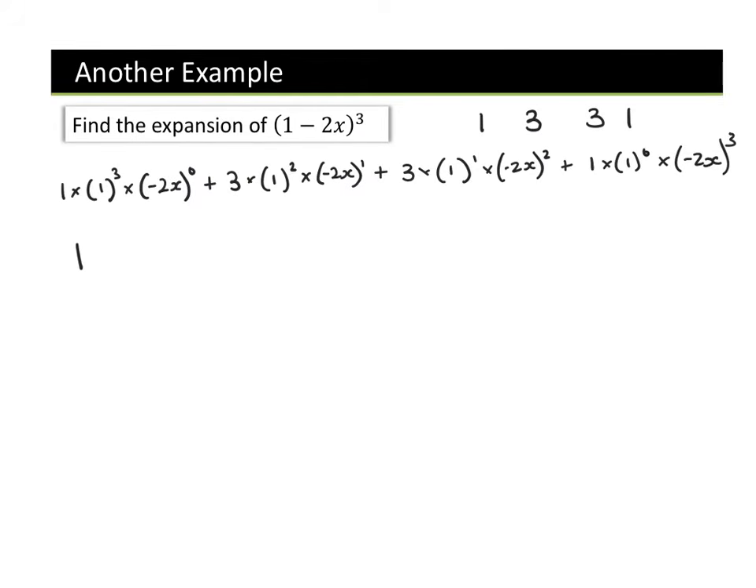1, because 1 times 1 times 1 is 1, plus 3 times 1 is 3, times minus 2 is minus 6x, so this is not a plus at all.